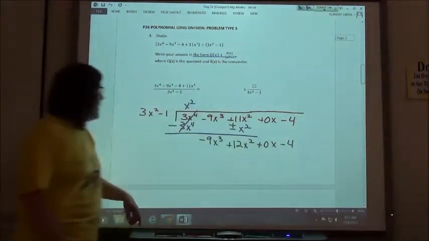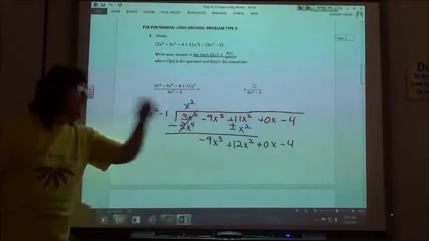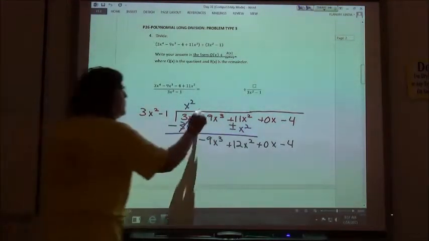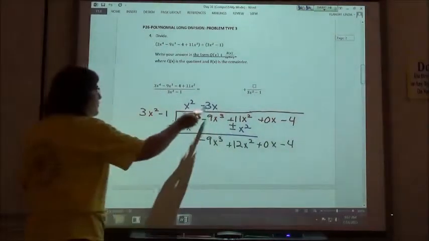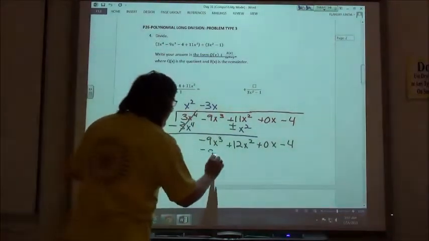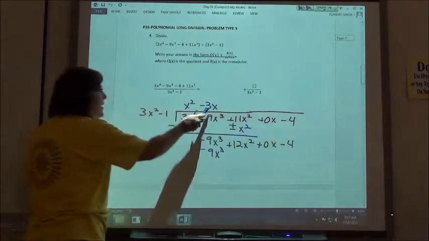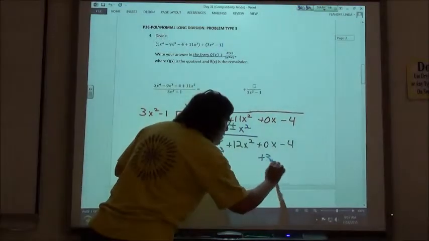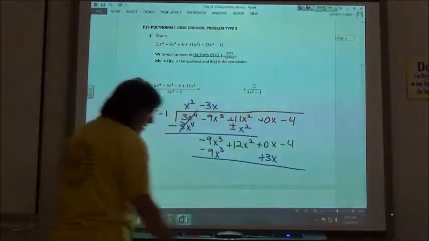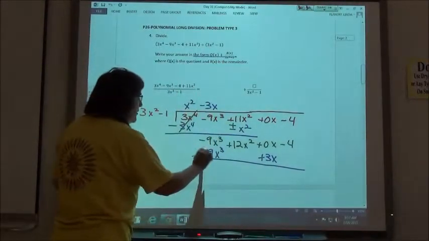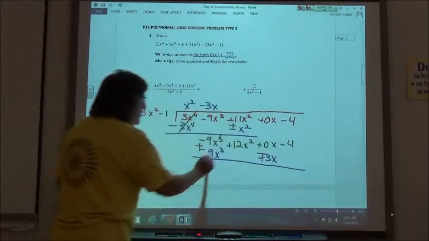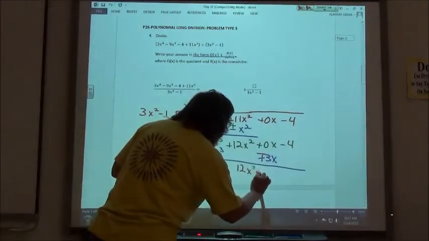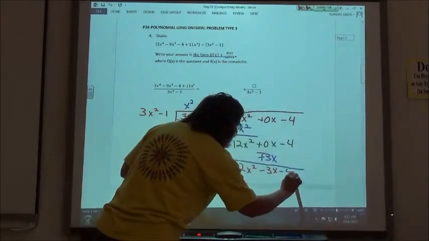And then I'm going to say, what times 3x squared gives me negative 9x to the 3rd? Negative 3x. So negative 3x times 3x squared is negative 9x to the 3rd. Negative 3x times negative 1 is a positive 3x. I'm going to put that underneath my x column. And then I'm going to subtract. So I'm changing my signs so I can cancel out my leading term. So I get 12x squared minus 3x minus 4.